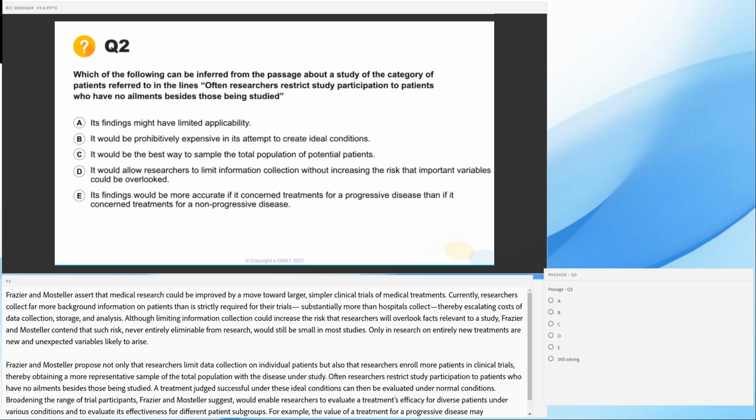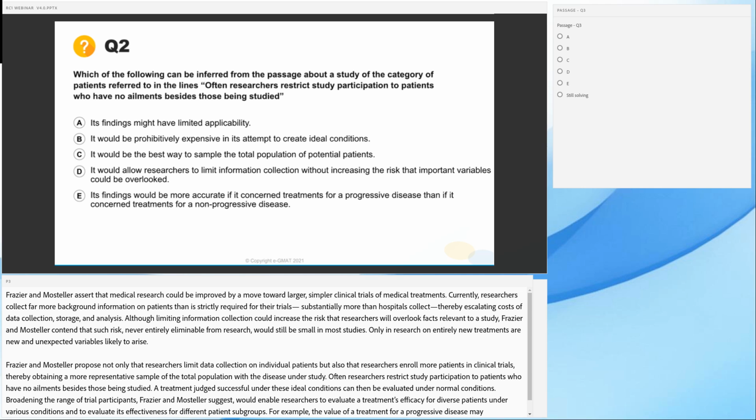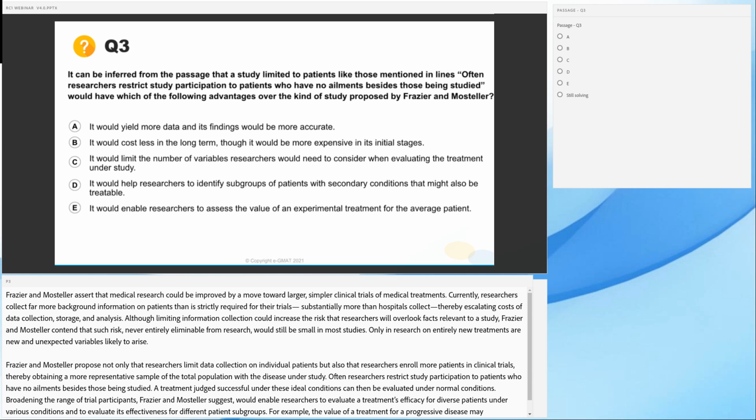Here is question number 3. Let's get to still solving for question number 3. About 13 people have selected still solving. Let's get a few more folks. That really helps me with time. All right, good. Here's question number 3. Good luck, guys.